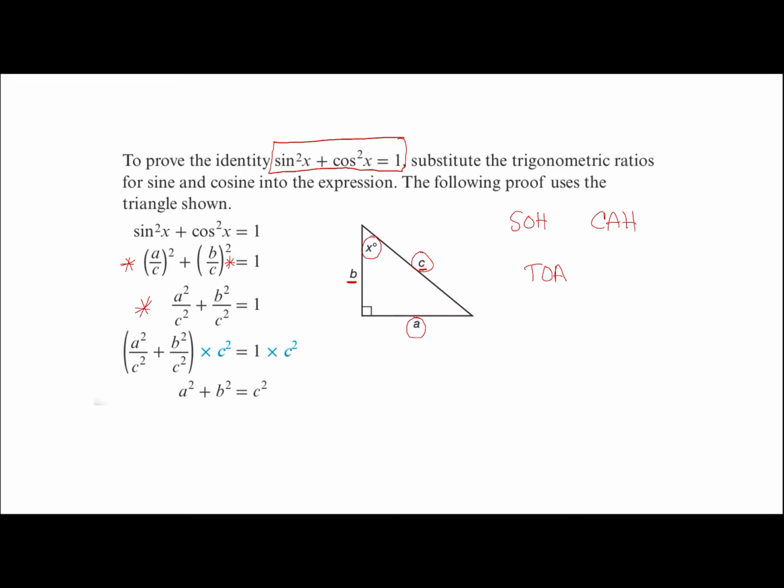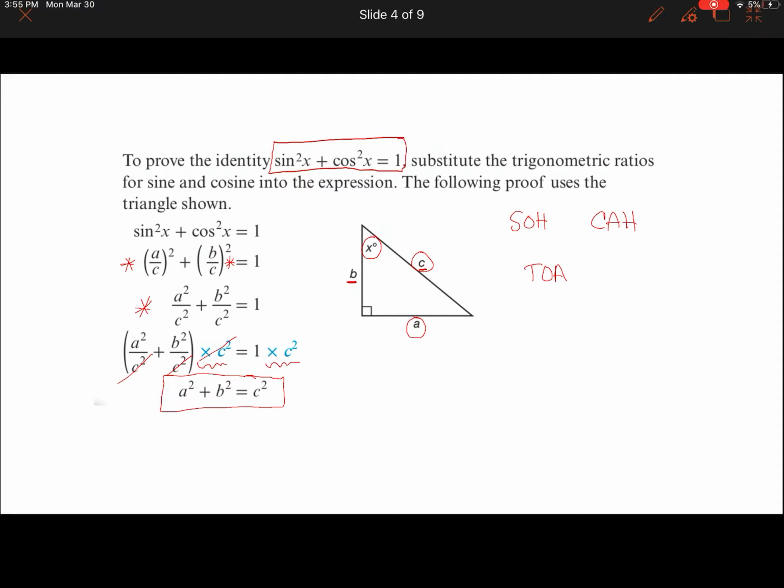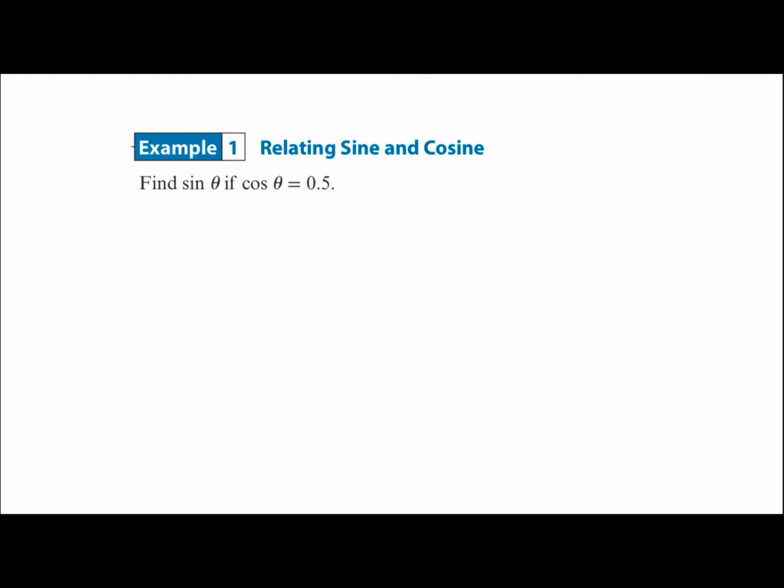We want to get rid of those C's that are in the denominator. In order to do that, we can multiply everything by C squared. Basic algebra. These C's are going to cancel out, and it transfers the C squared to the other side. Hopefully this equation looks familiar to you. This is our Pythagorean theorem. It shows that this identity is demonstrating the Pythagorean theorem, and we already know that that's true. So that's how that works.